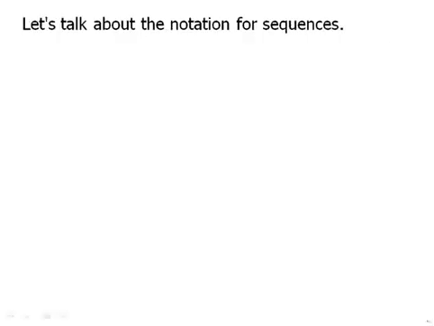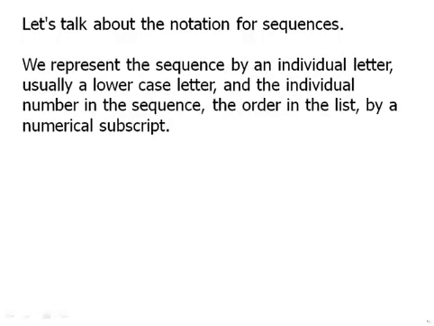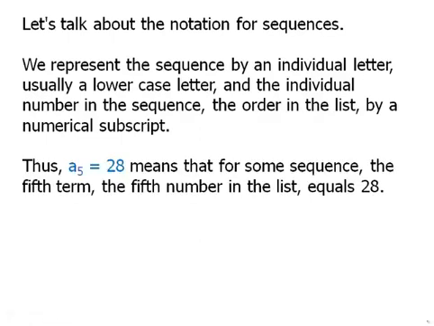Let's talk about the notation for sequences. We represent the sequence as a whole by an individual letter, usually a lowercase letter, and the individual number in the sequence, the order in the list, by a numerical subscript. So for example, if I say a sub 5 equals 28, that means for some sequence, the fifth term, the fifth number on the list, equals 28. So 5 is the position on the list. I go down to the fifth number on the list, and the fifth number on the list is 28.